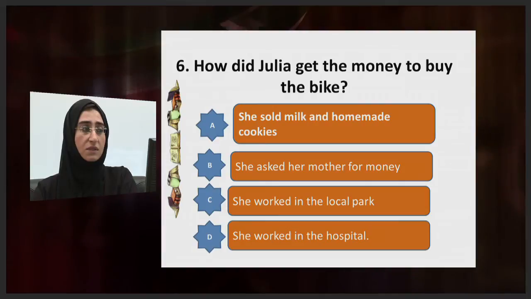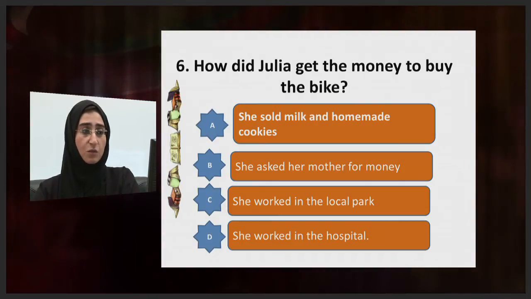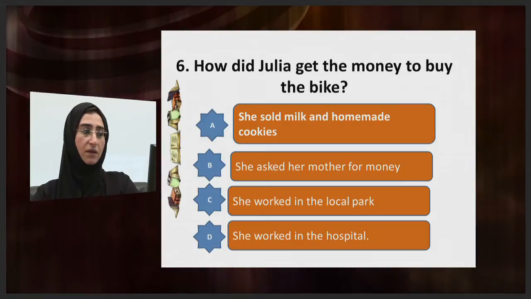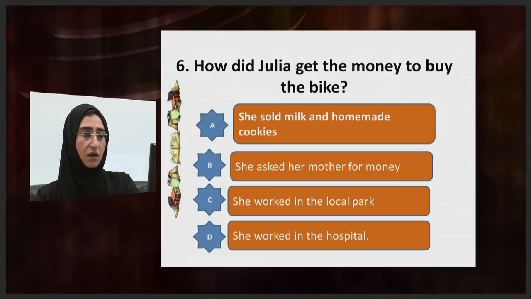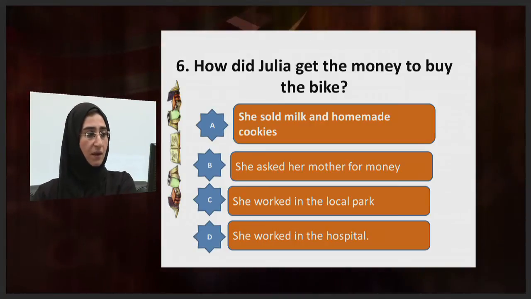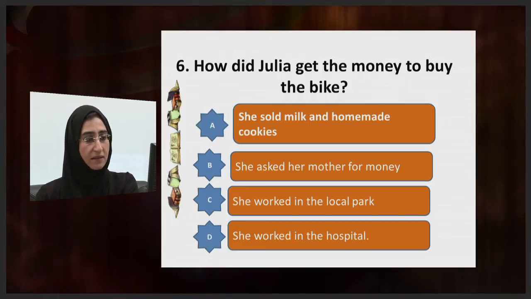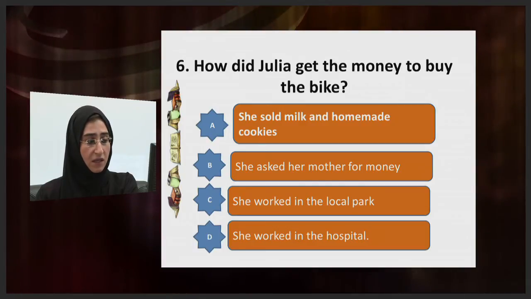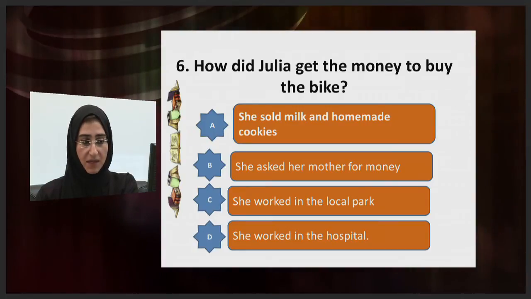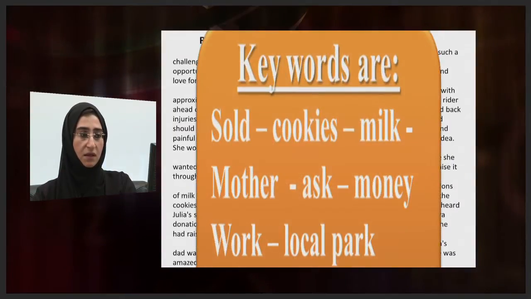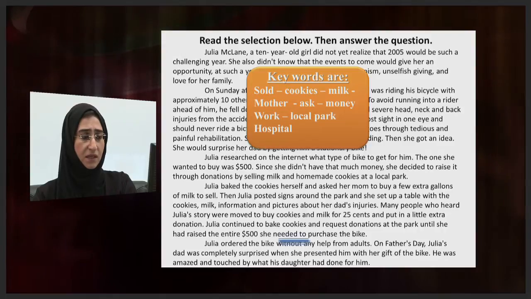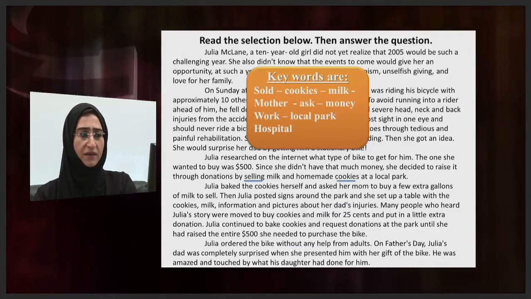Number 6, how did Julia get the money to buy the bike? There are some ways that they mentioned here to show the answer. She sold milk and homemade cookies. She asked her mother for money. She worked in the local park. She worked in the hospital. So these distractors will show us the possible answers. The words here: sold, cookies, milk, mother, ask, and these things.